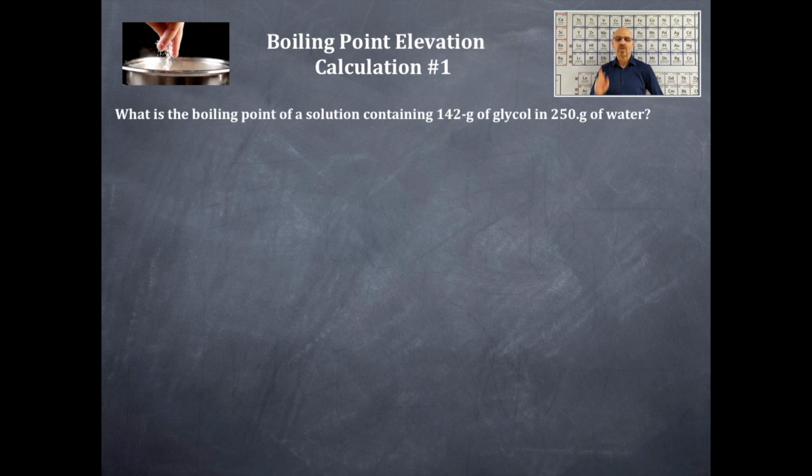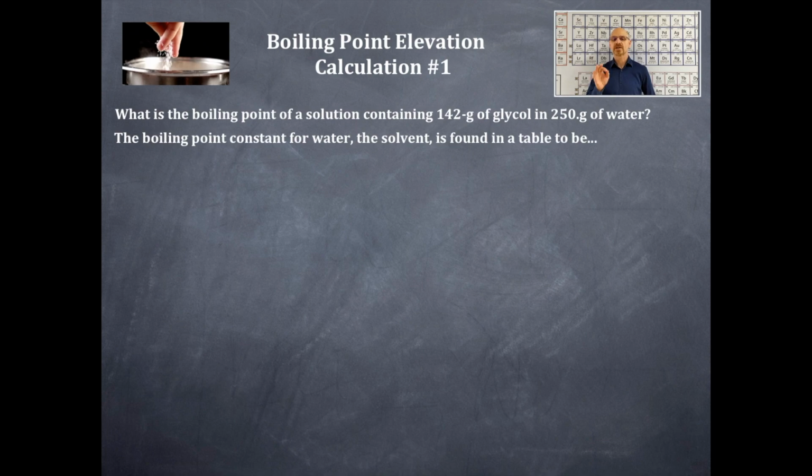Here it is. What is the boiling point of a solution containing 142 grams of glycol and 250 grams of water? This is just like adding salt, but it's a little bit different. The boiling point constant for water, the solvent, because we know the water is the solvent since it's 250 grams compared to the 142 grams of the ethylene glycol. The solvent is in the larger quantity, the solute in the smaller quantity. The boiling point constant for water is found in a table to be Kbp equal to 0.512 degrees Celsius per molality.